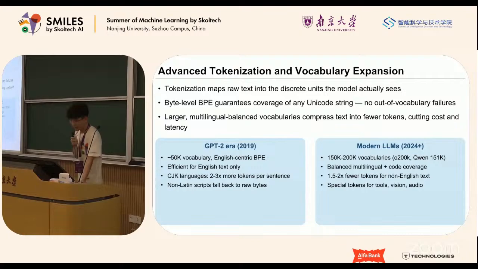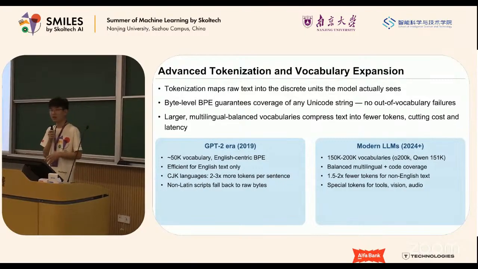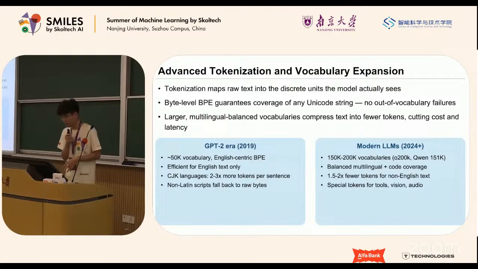Finally, tokenization has advanced significantly. During the GPT-2 era, vocabulary was typically around 40,000 tokens and highly English-centric, which made processing non-Latin scripts inefficient. Modern LLMs use vocabularies of about 115,000 to 200,000 tokens with balanced multilingual and code coverage. This reduces the token count for non-English text and lowers the latency and training costs, while supporting dedicated special tokens such as tools, vision, and audio.